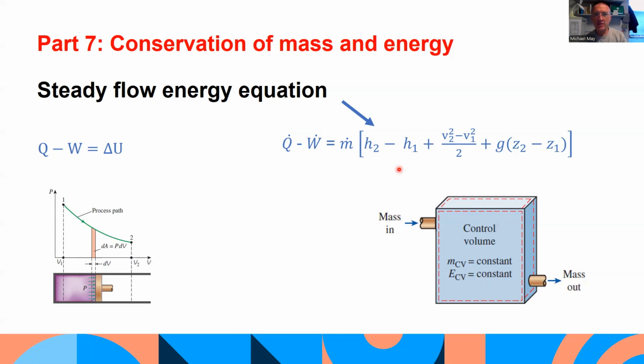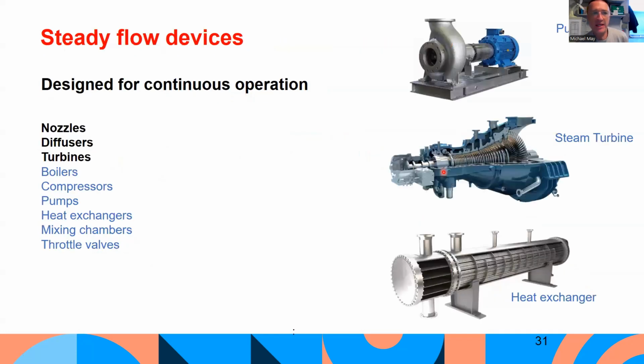So you can see the first law is a more expanded version of the first law that was applied to closed systems because we're taking into consideration kinetic energy, potential energy, and flow energy as well. So we applied steady flow energy equation to nozzles, diffusers, and turbines. And what I want to do now is apply it to boilers, compressors, pumps, heat exchangers, mixing valves, or mixing chambers, and throttle valves.